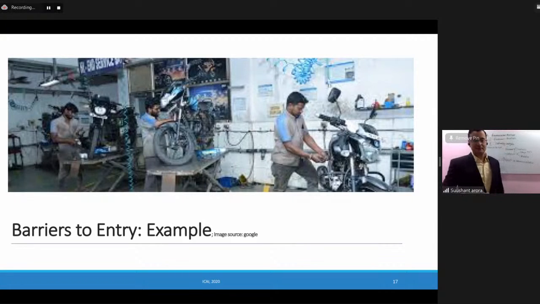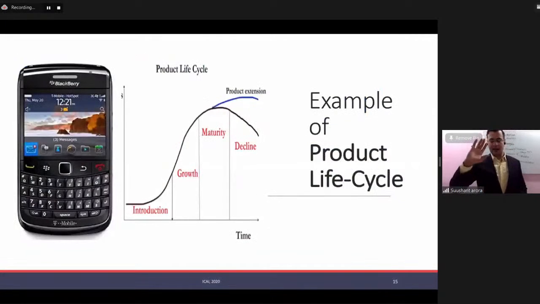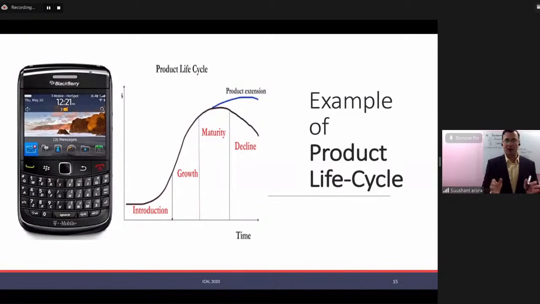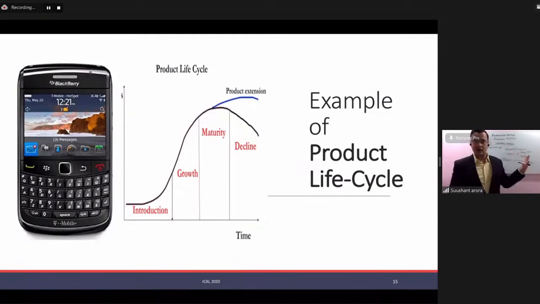Again, looking at that from an investor perspective, if the product life cycle of the company is absolutely great, it's at maturity, and again they are doing the product extension, then they are well great in the market. Imagine Cadbury. Just imagine Cadbury. I still remember the Dairy Milk chocolate I've been eating since my childhood. 5 rupees Dairy Milk, 10 rupees, 20 rupees.